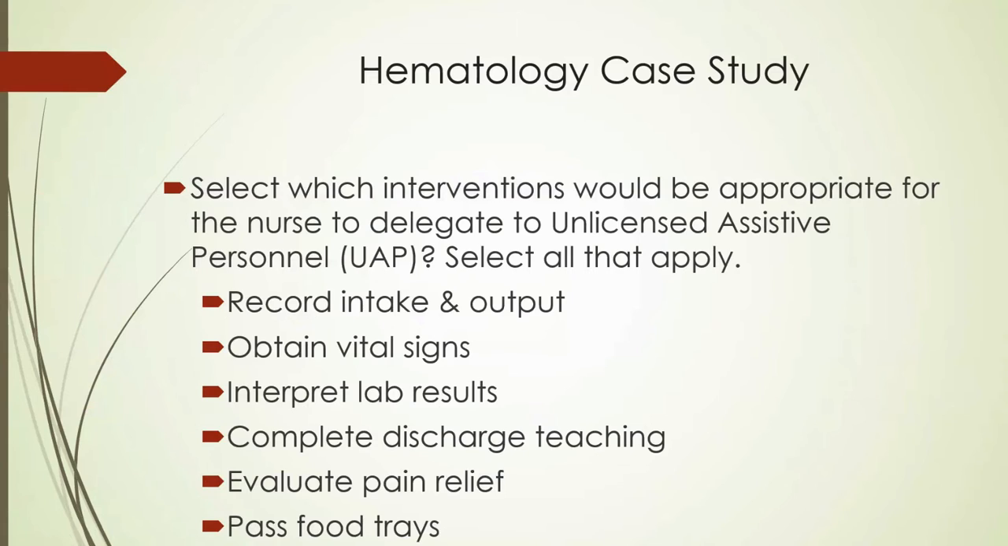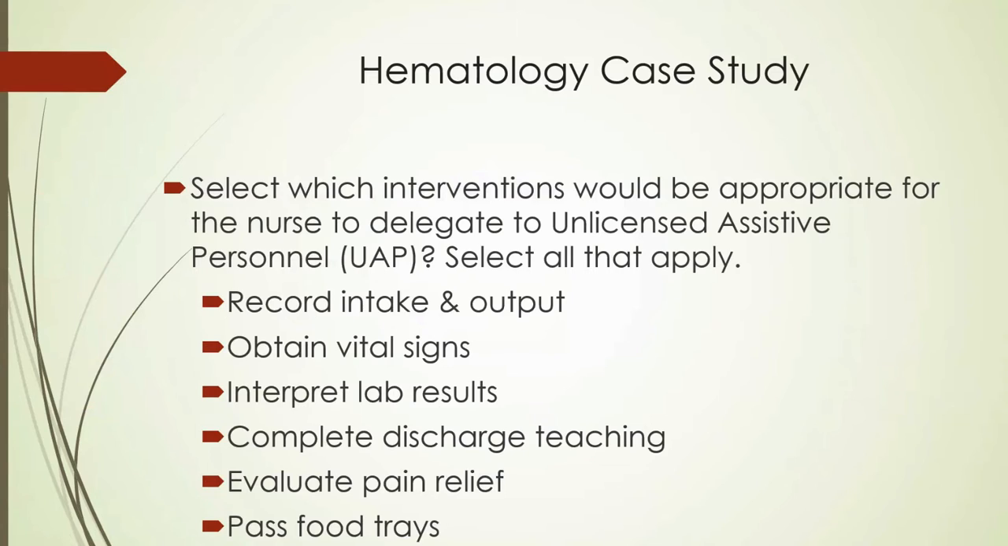D. Could they evaluate pain relief? E. Or could they pass food trays? F. So A would be I&O, B vitals, C lab results, D discharge teaching, E pain relief, F pass food trays.